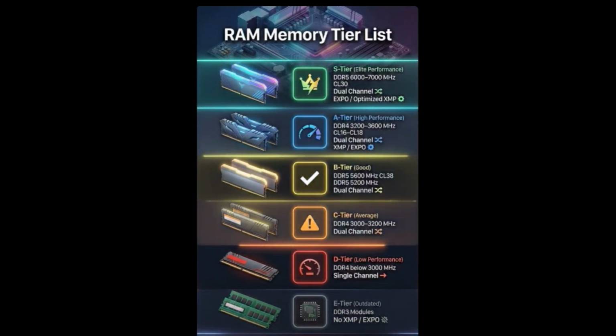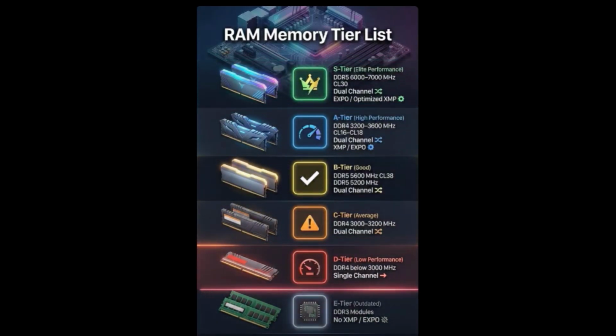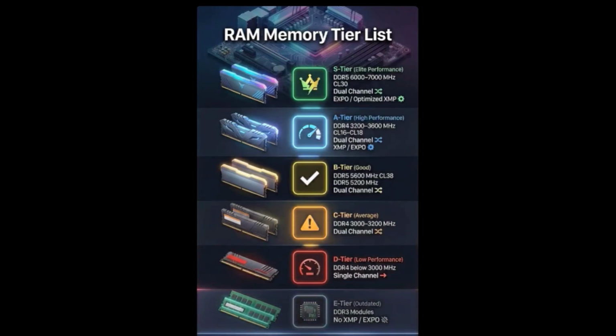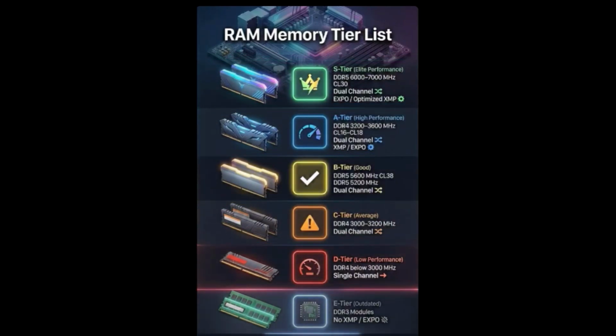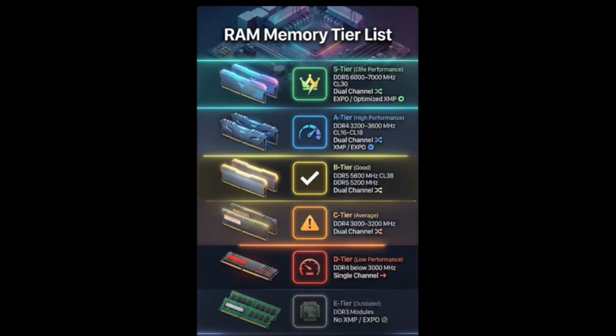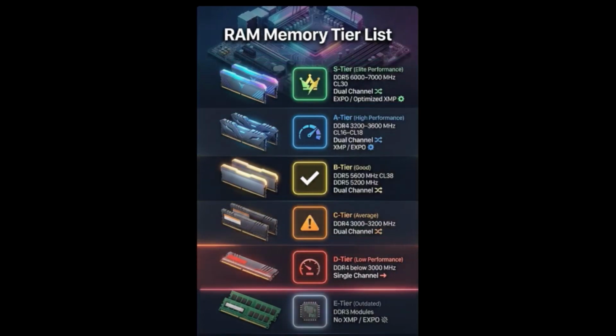The B tier is good: DDR5 is good for gaming purposes. DDR5 5600 megahertz starting at CL30, and DDR5 at 5200 megahertz dual channel.